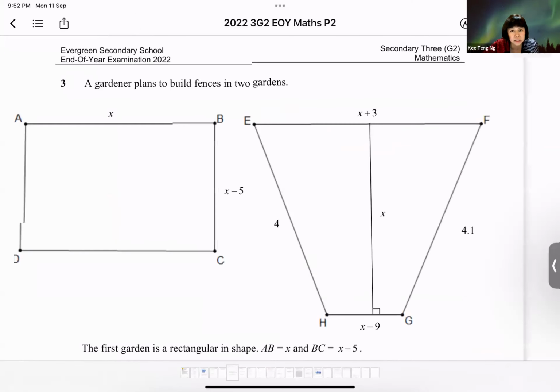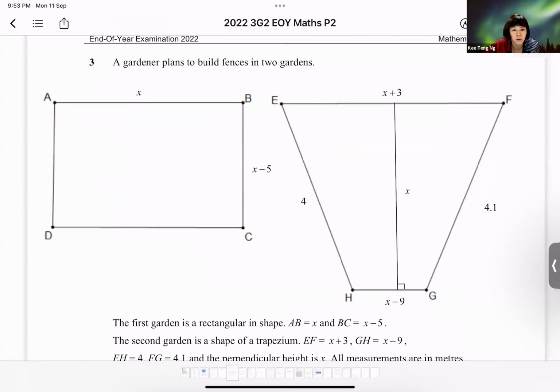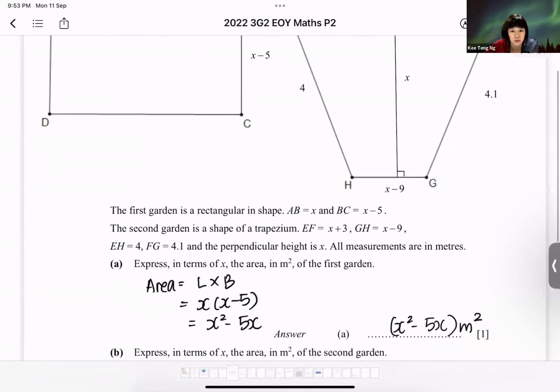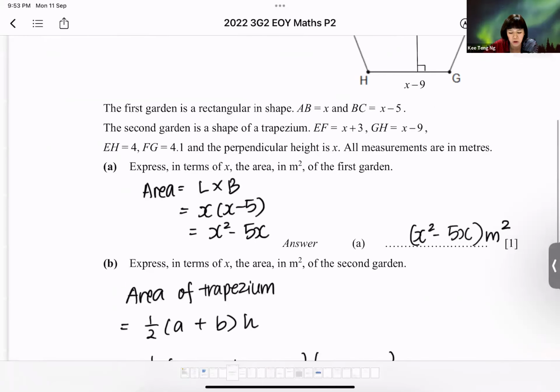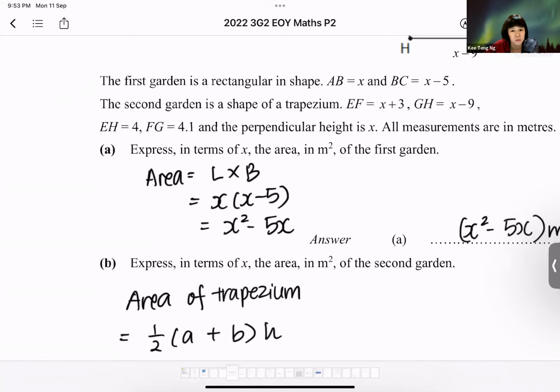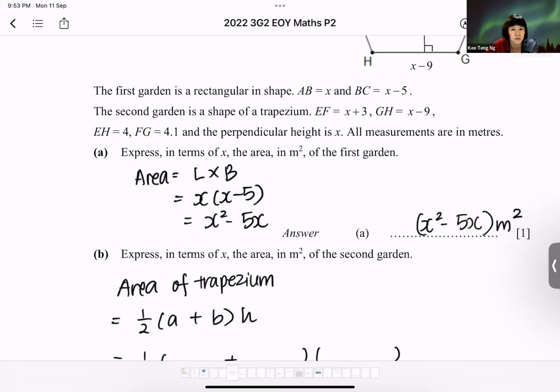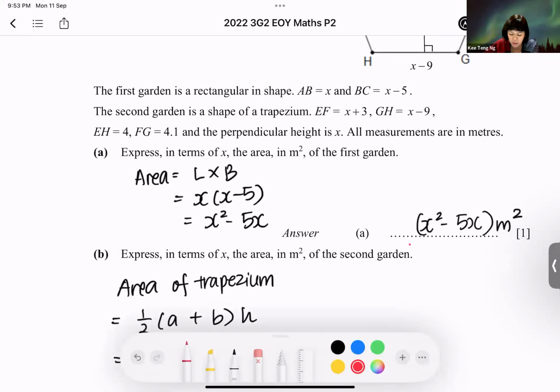Next question over here is a combination of algebra and quadratic equation. First we have 2 different gardens. Garden 1 is a rectangle. Garden 2 is a trapezium. These are all the different measurements available. We are asked to find the area of the rectangle: length times breadth. I know that later I need to expand and solve the equation, so I'll usually just do the expansion. But if you're worried that you do the expansion wrongly, then you don't expand, you leave it as your answer, x times x minus 5, and you should be able to get the marks as well.